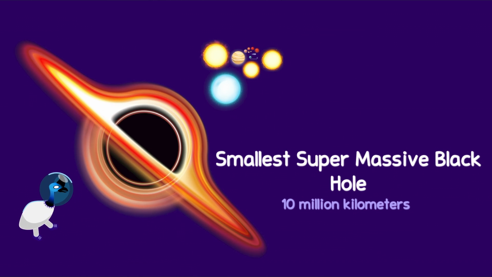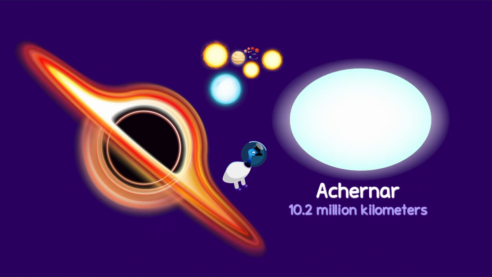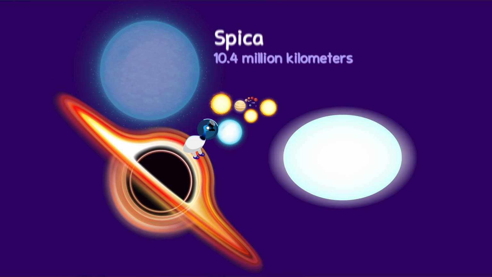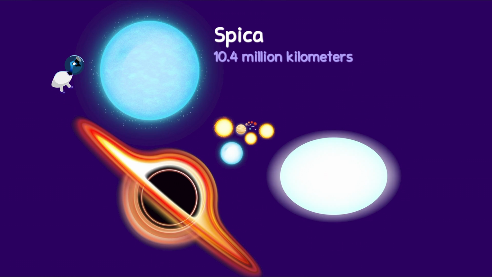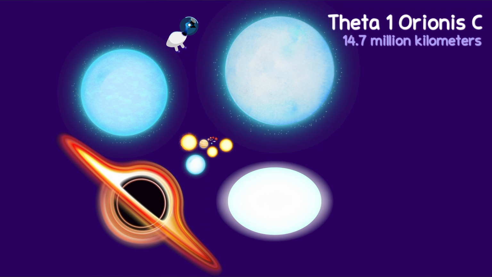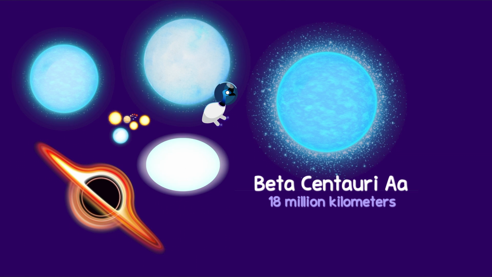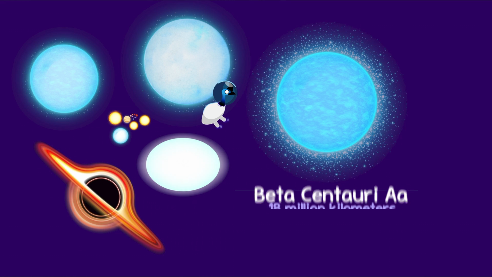Smallest supermassive black hole, 10 million kilometers. Alhena, 10.2 million kilometers, an oval-shaped, rapidly rotating star. Spica, 10.4 million kilometers, one of the 20 brightest stars in the night sky. Theta 1 Orionis C, 14.7 million kilometers, a star within a group of stars called Theta Orionis. Beta Centauri Aa, 18 million kilometers, located approximately 390 light-years away from Earth.